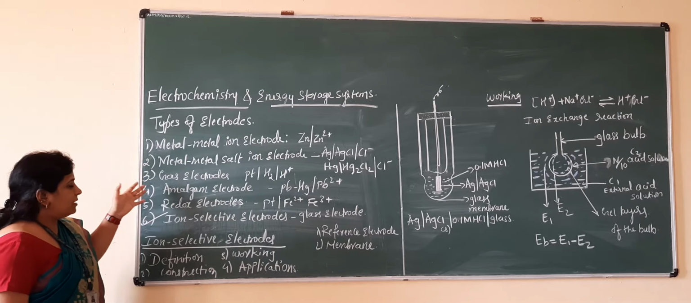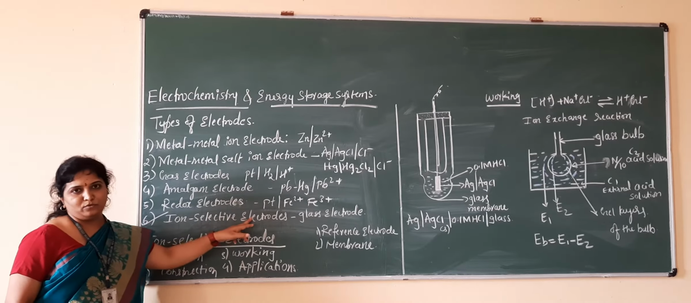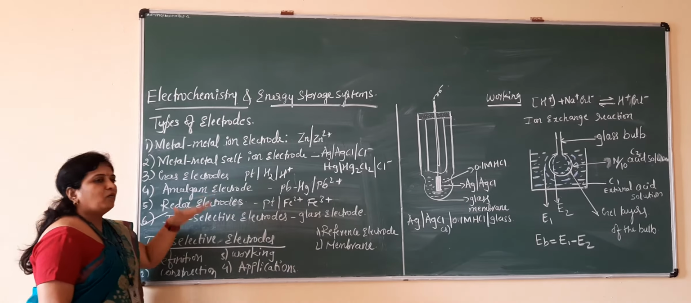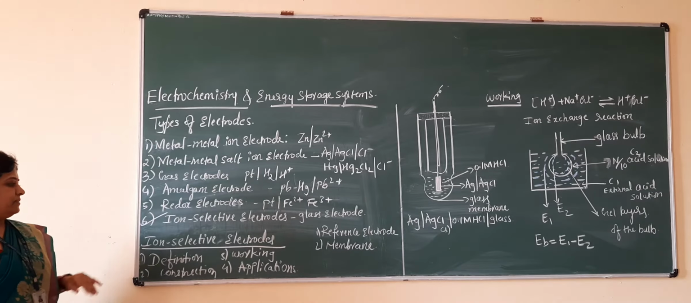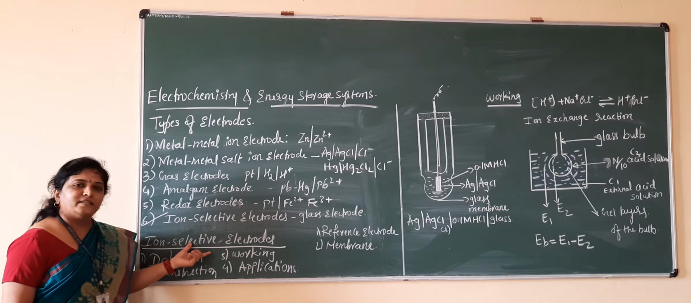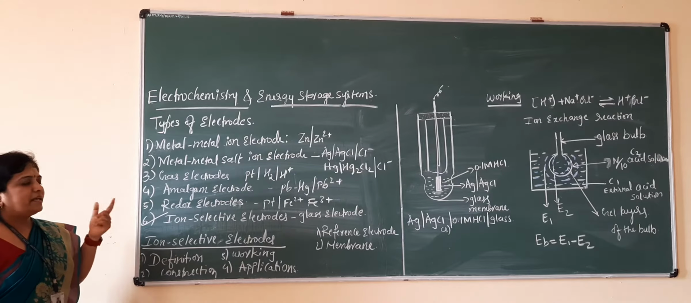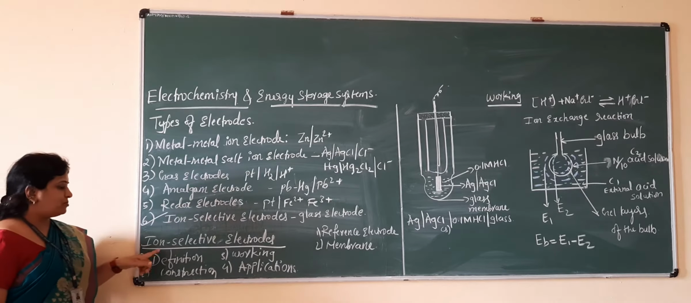But according to the syllabus, we have to study more about ion selective electrodes. So let us go for ion selective electrodes. In ion selective electrodes, as I have already told you, the example is the glass electrode. So that glass electrode is what we have to study now.